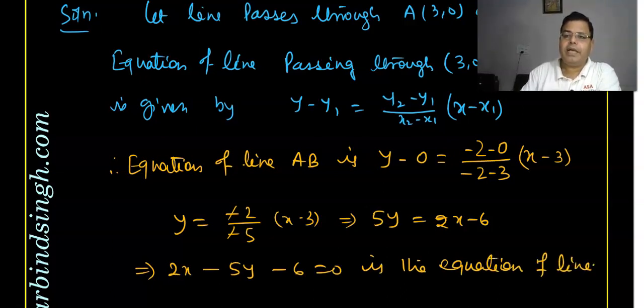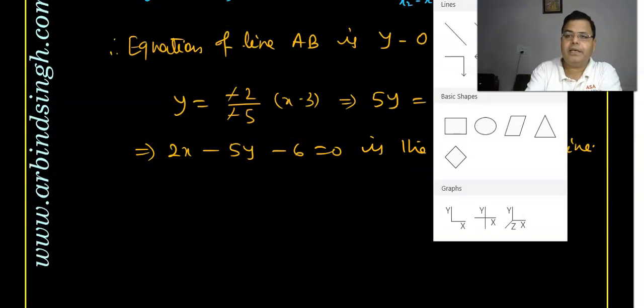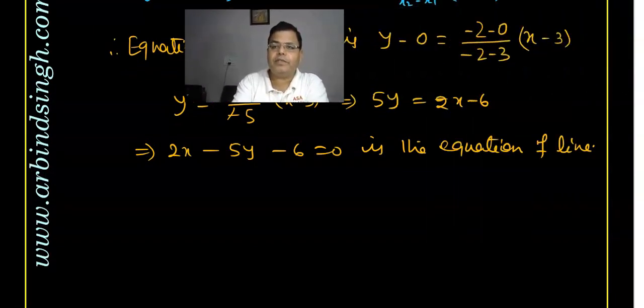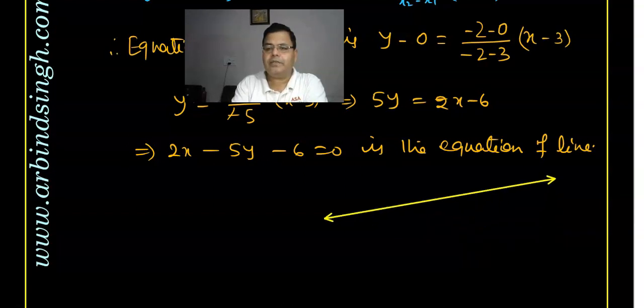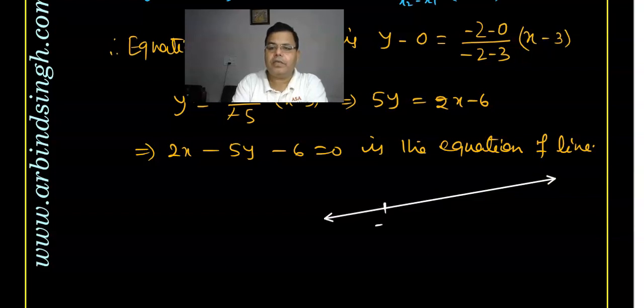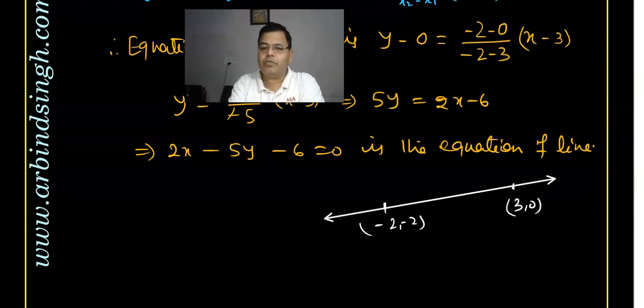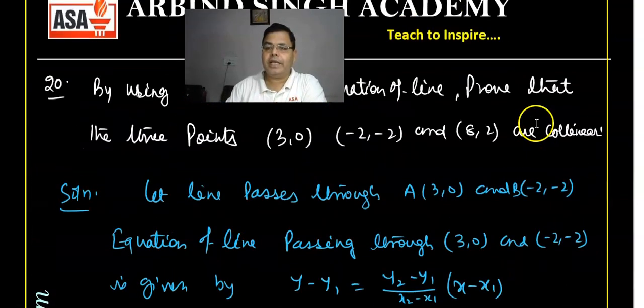Say this is a line, and it passes through 2 points. Not necessarily a straight-looking line, it can be anything. So this line passes through -2, -2 and 3, 0. That is 2 points: this is A, this is B. If a third point lies on this line, it will also satisfy the equation of the line. So what was the third point? The third point is here, 8, 2.